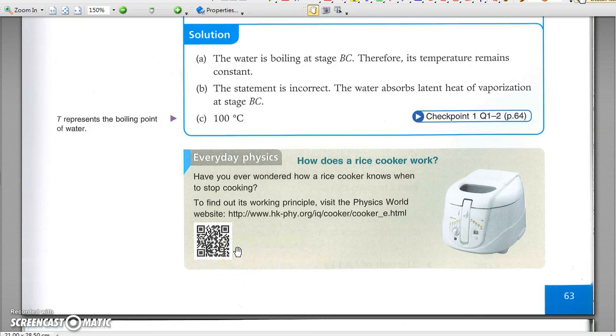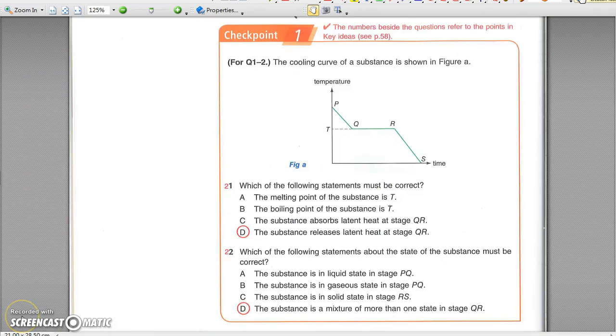Visit the following website about the working principle of a rice cooker and then try checkpoint 1 on the next page.